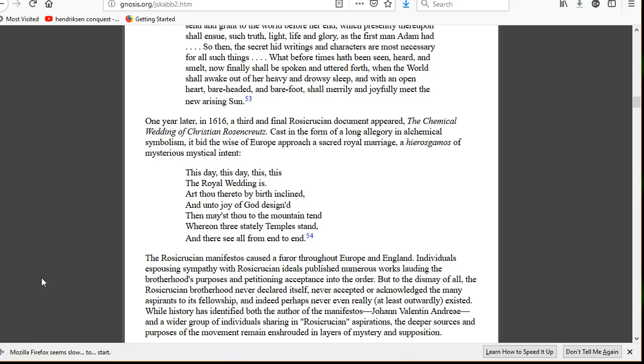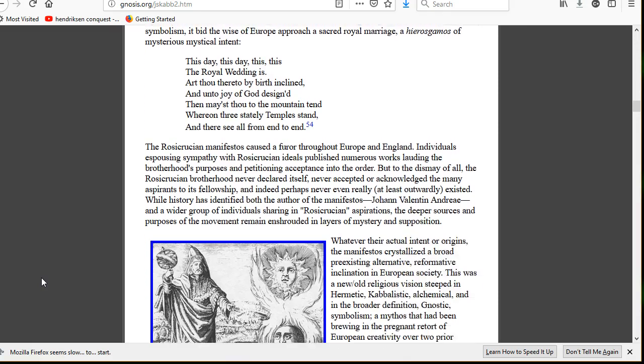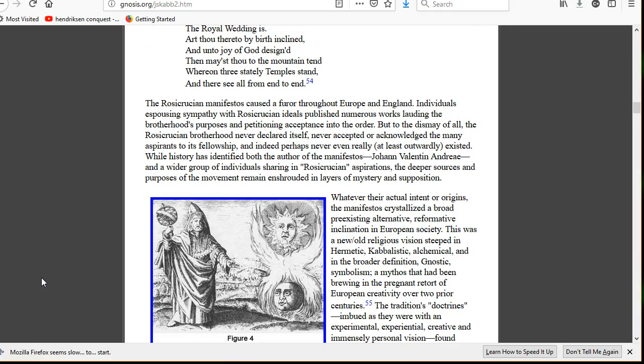The Rosicrucian manifestos caused a fervor throughout Europe and England. Individuals espousing sympathy with Rosicrucian ideas published numerous works lauding the Brotherhood's purposes and petitioning acceptance into the order. But, to the dismay of all, the Rosicrucian Brotherhood never declared itself, never accepted or acknowledged the many aspirants to its fellowship, and indeed perhaps never even really, at least outwardly, existed.